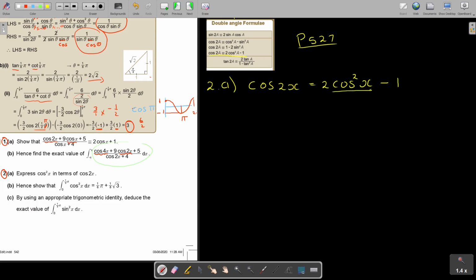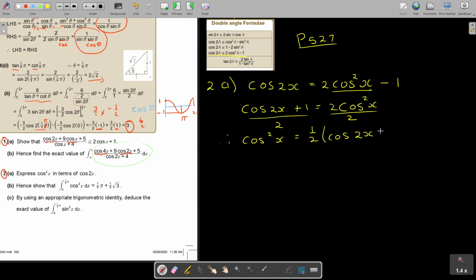Now make cos square x the subject of the formula. Then it's going to be cos 2x plus 1, and there was a 2 still. Then I divide by 2. So therefore, cos square x is equal to a half times (cos 2x plus 1).